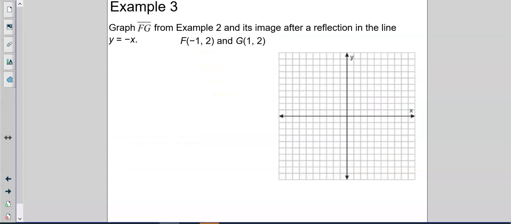All right? So it says graph FG from example 2 and its image after reflection in the line y equals -x. Okay? So we're going to do the same thing, go -1, 2, and 1, 2. Okay? There's my F, there's my G. Except remember this time, we're going across this line right here.